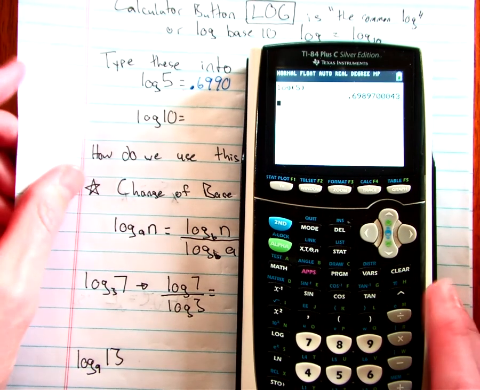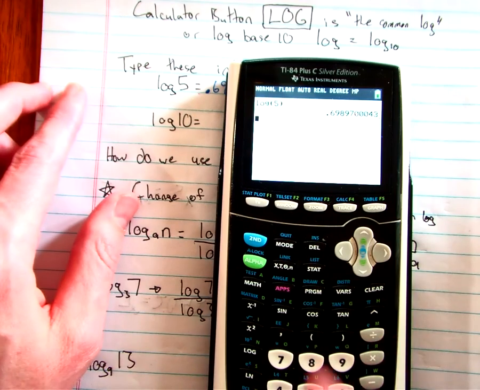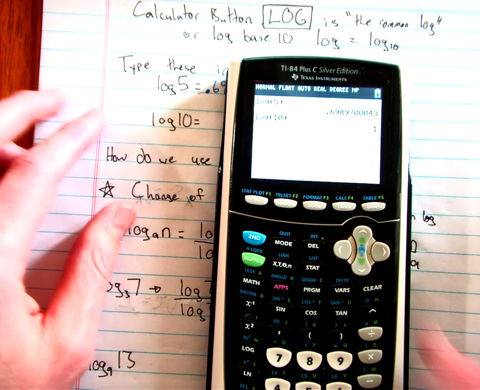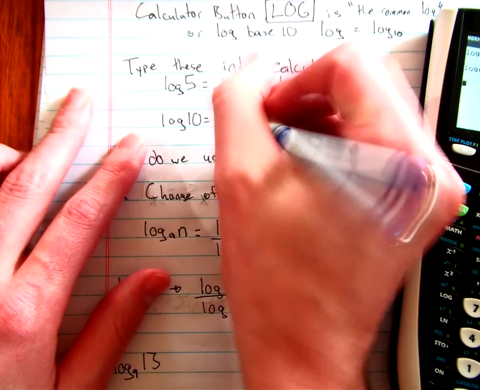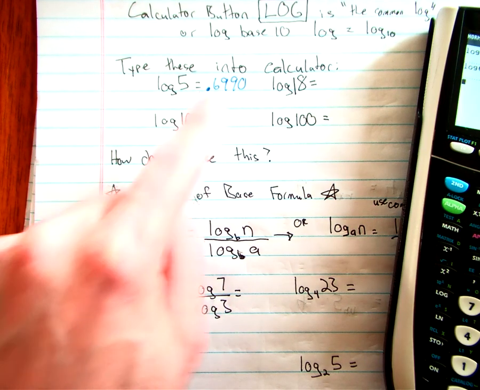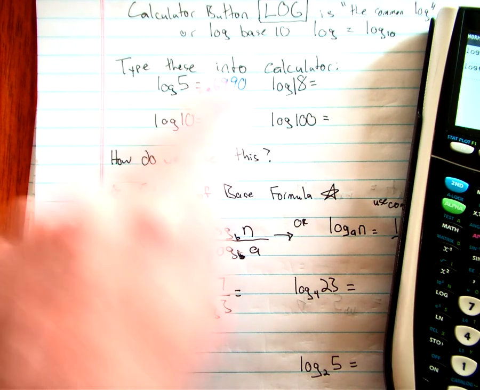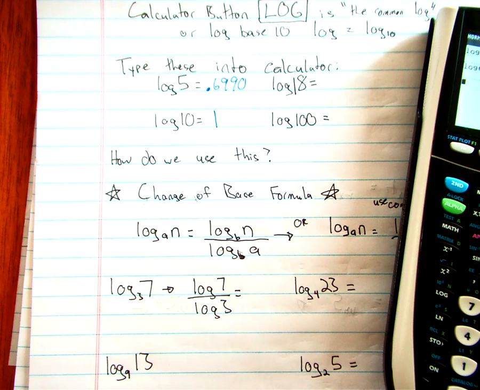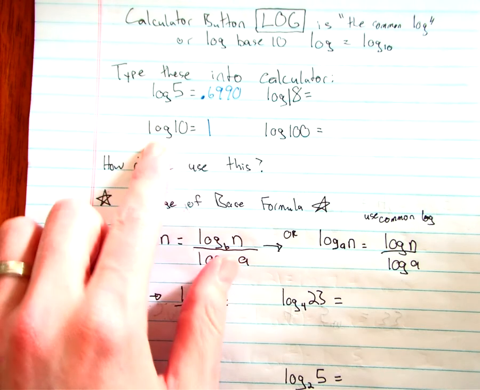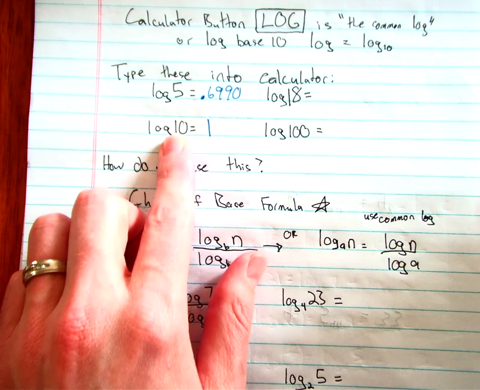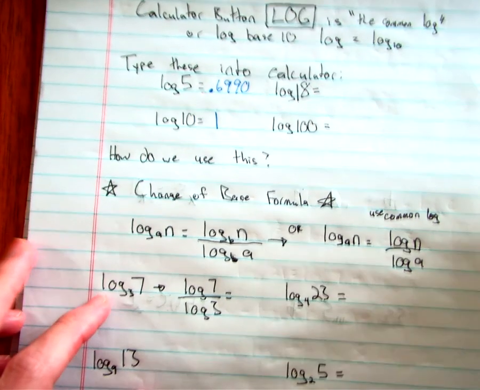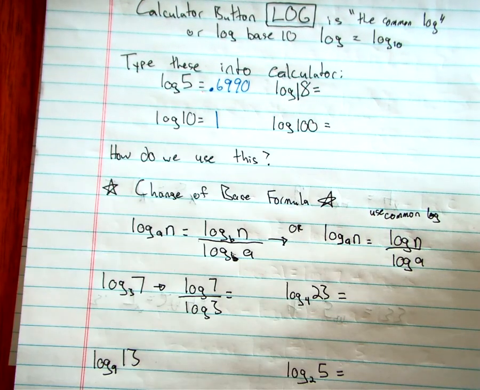Let's try that next one, log 10. Log 10 is 1. Think about that. The common log is log base 10. The answer, 1, is the power of 10 that would give me 10. That's kind of a cool one. So if you're dealing with the common log and multiples of 10, you should have some really nice answers. All right, let's push pause and have you try those next two over there.